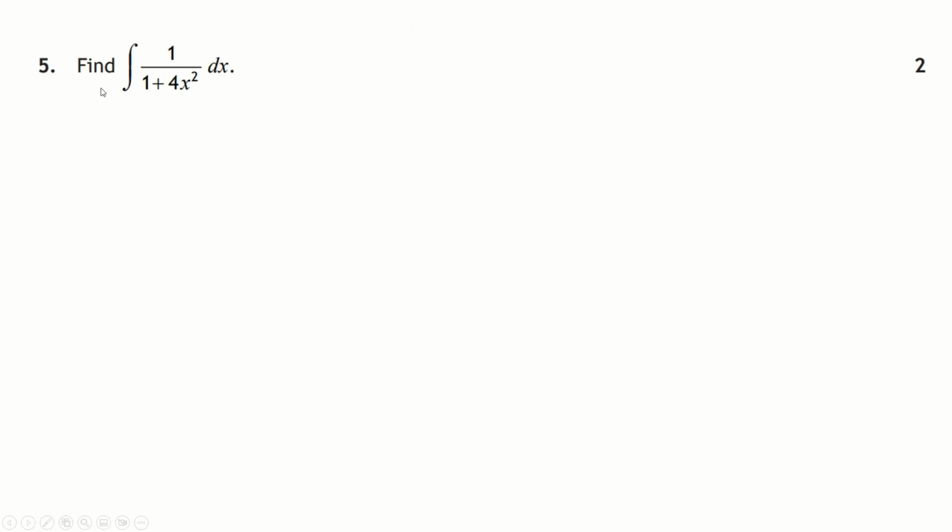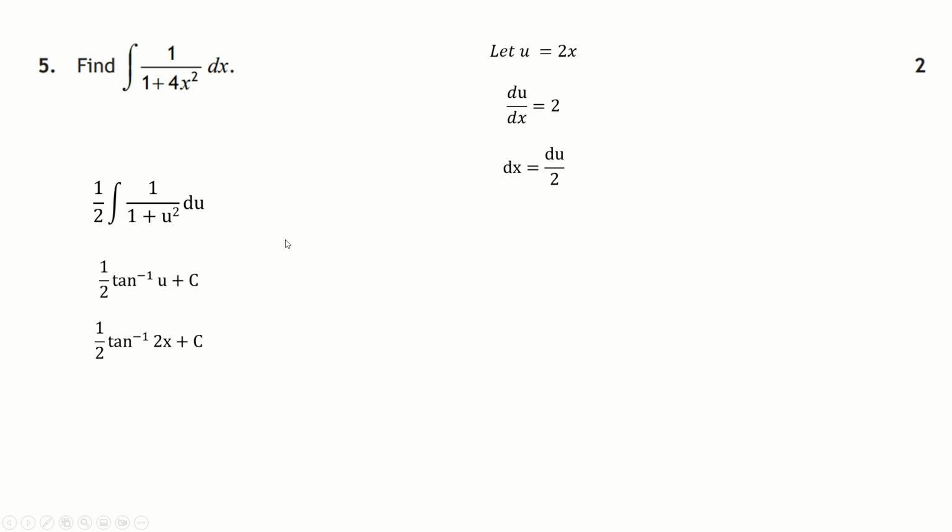Good. Question 5. Just let u equals 2x. This thing becomes u squared. Differentiate this. Rearrange for dx. Your integral turns into this. You should know that 1 over 1 plus u squared is just arctan u. The 1/2 is outside the integral, so it becomes 1/2 arctan u plus c. And then u is 2x. So just shove that back in there. And that's that.